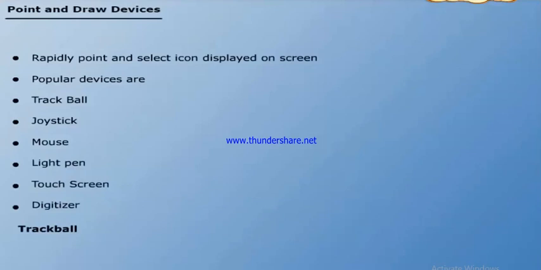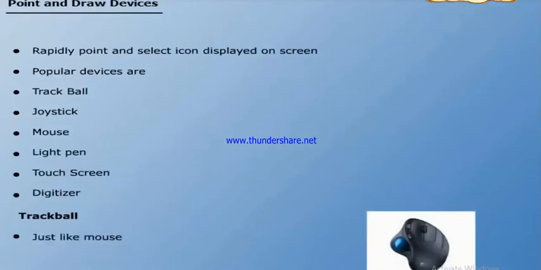Trackball. A trackball works just like a mouse. A trackball contains only one ball instead of different buttons like left or right, etc. Trackball uses this ball to move the cursor position from one location to the other. Trackball neither uses any such pad nor covers much space.